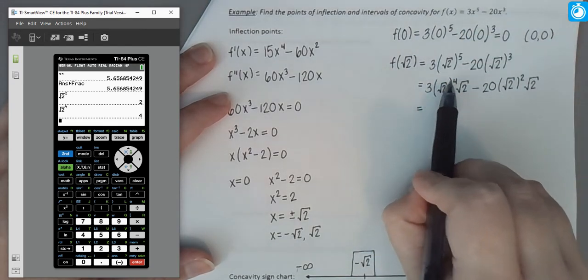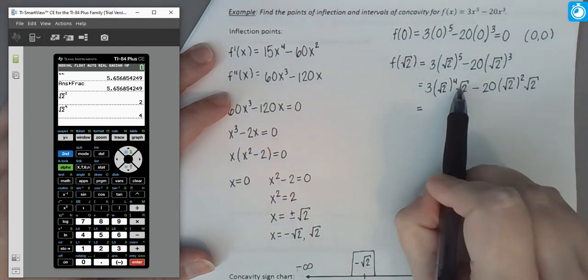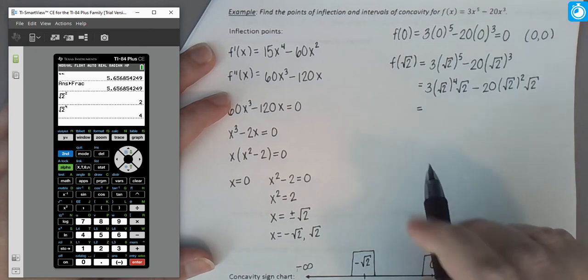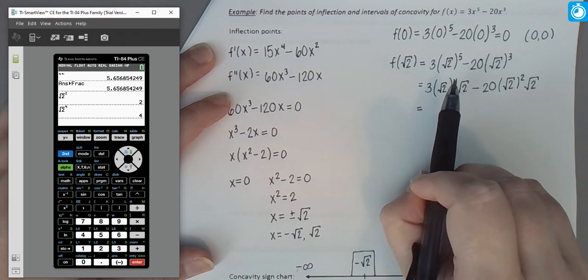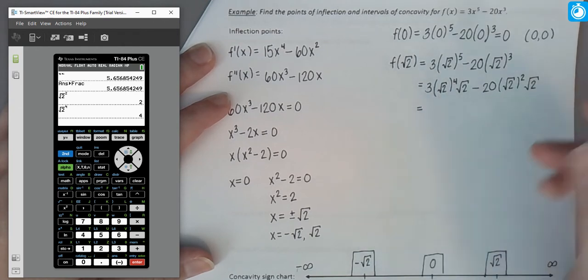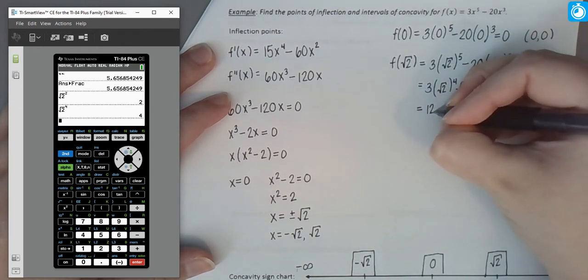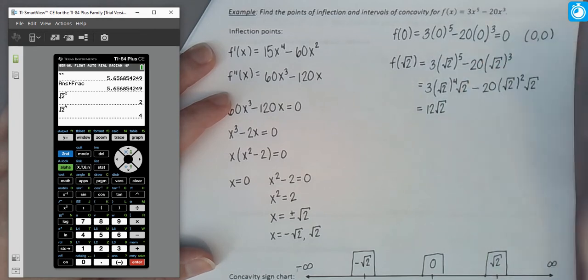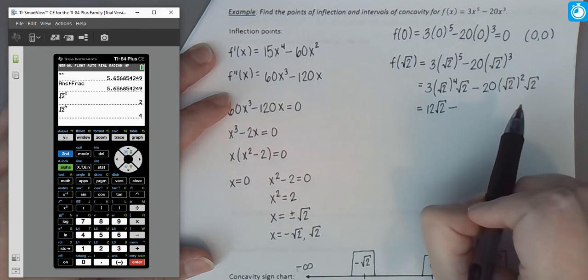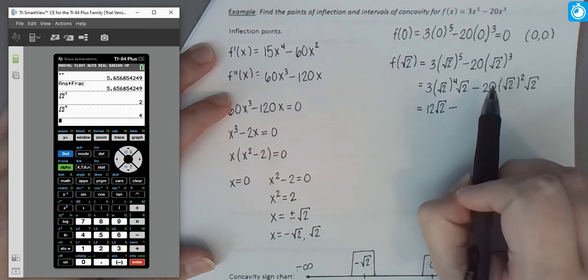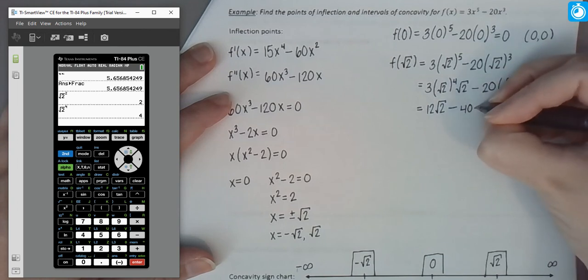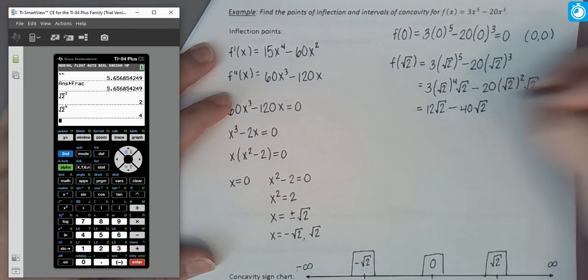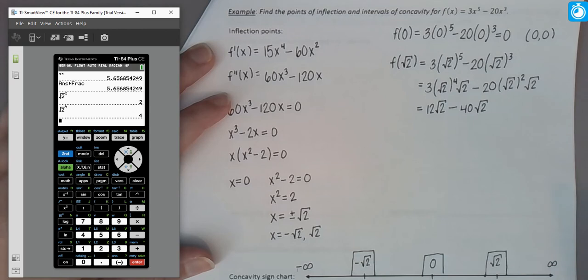So we can simplify the parts with the even exponents and then just leave that additional square root of 2 attached to it. So square root of 2 raised to the 4th power, we just determined that that's 4. So 3 times 4 is going to be 12. That's going to be 12 times the square root of 2 minus square root of 2 squared, which we determined was 2. 20 times 2 is going to be 40. So minus 40 times the square root of 2.